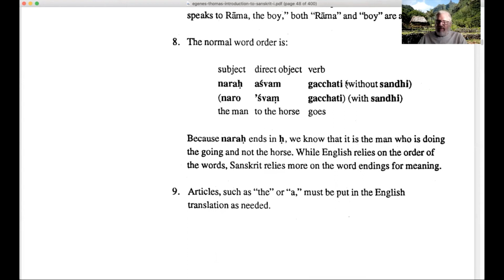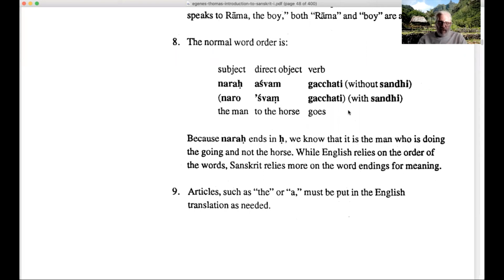So now with sandhi, that's without sandhi. With sandhi, the visarga on narah, because of the short a that starts ashvam, is turned into an o, and an apostrophe is put here, and the a drops out, so it becomes naro 'shvam gachati with sandhi. We don't have to know that right now. What we should concentrate on is the ones without sandhi, and then we'll add or take away sandhi later.